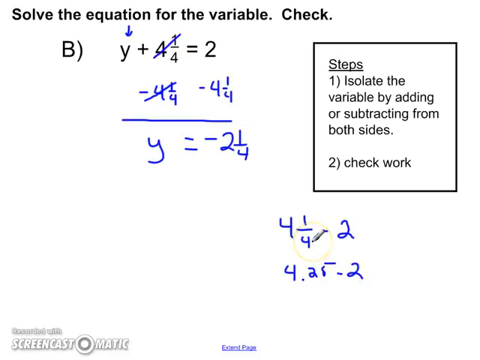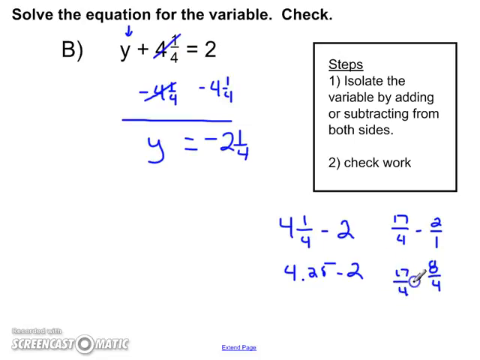You could have done this as a fraction problem if you wanted to. In this particular case, I could have taken this and gone to an improper fraction. 4 times 4 is 16 plus 1 is a 17, so 17/4 minus 2, 2 over 1. And then from here, I could have gone through, and to subtract my fractions, I need common denominators, which would have made this a 4. So multiplying by 4 makes this an 8. And I go through all of those steps.